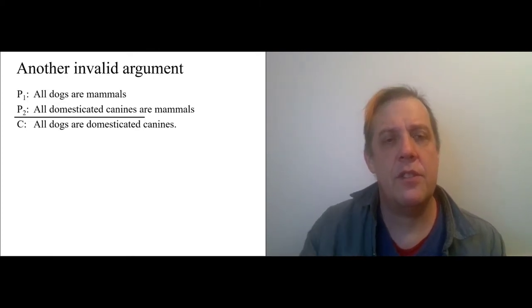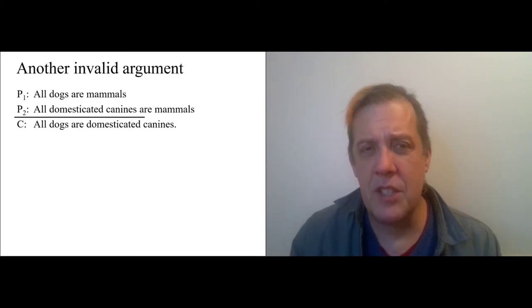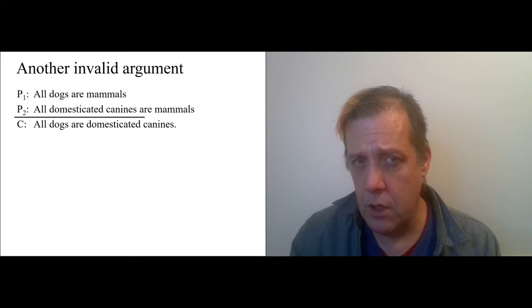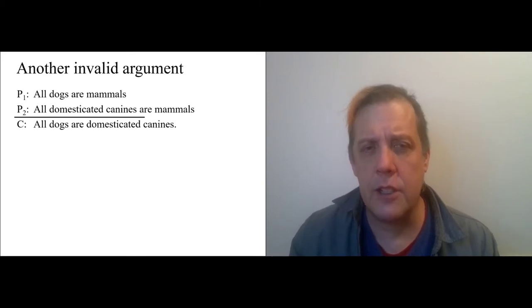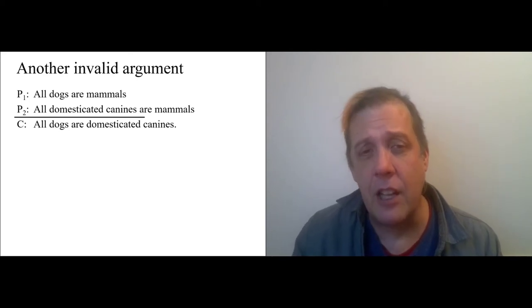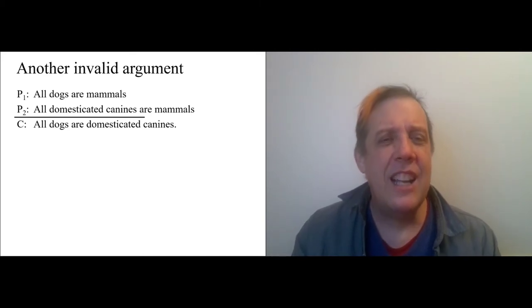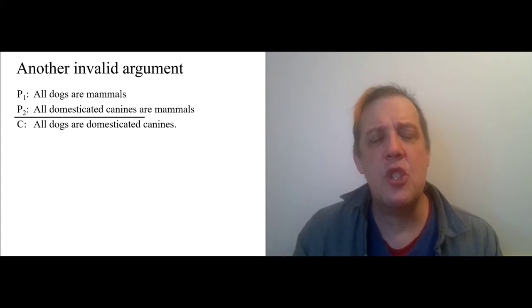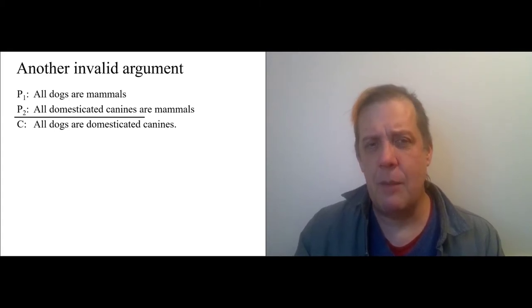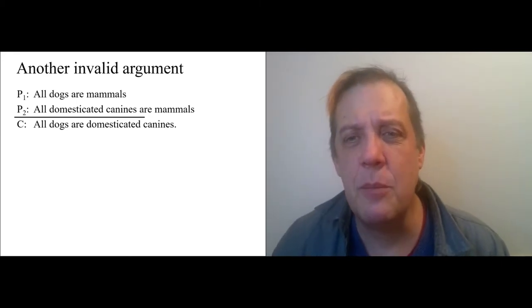But now consider this. All dogs are mammals. All domesticated canines are mammals. Therefore, all dogs are domesticated canines. Think about that for a second. Is that valid? It already says on the top it's invalid. It's not valid. All these statements are true, but the way the argument is structured, the premises could be true and the conclusion false. And the way to see that is to substitute in different terms.